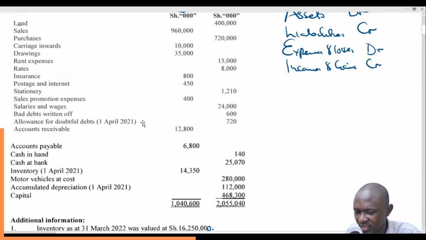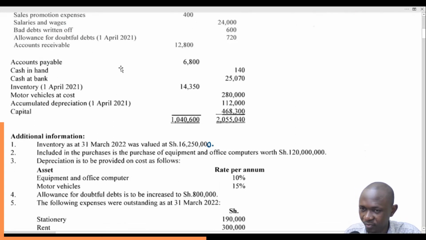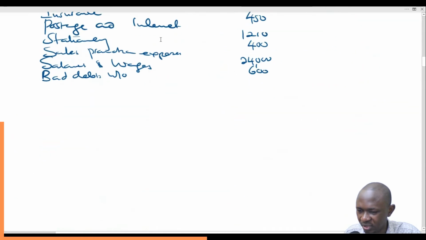Allowance for doubtful debts, 720. Now this is a provision. So provisions are liabilities. We are setting aside some money not to spend. So this money we are just holding in case we are not so sure. So this is a liability. Some money set aside just in case things don't happen the way we had anticipated. So allowance for doubtful debts, 720.